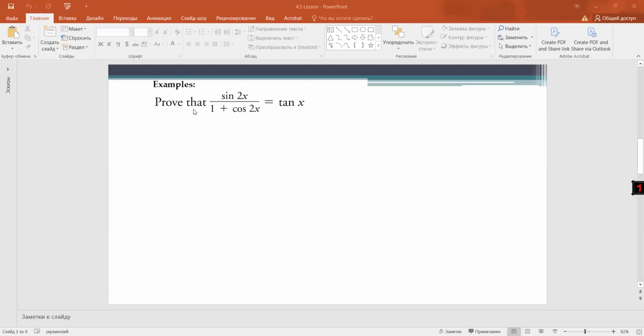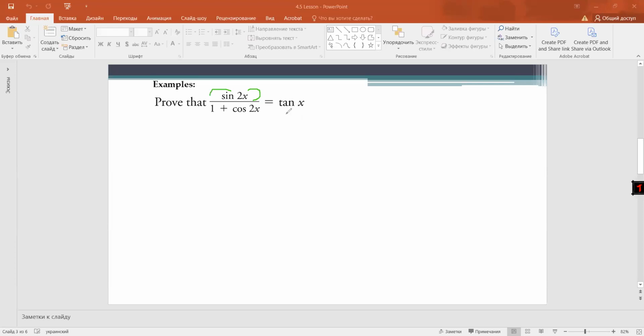And let's start with a basic identity. Sine 2x over 1 plus cosine 2x equals tangent x. How do we prove this identity based on the table that we just had? Now I won't go back. I hope you copied it down. I have it memorized.